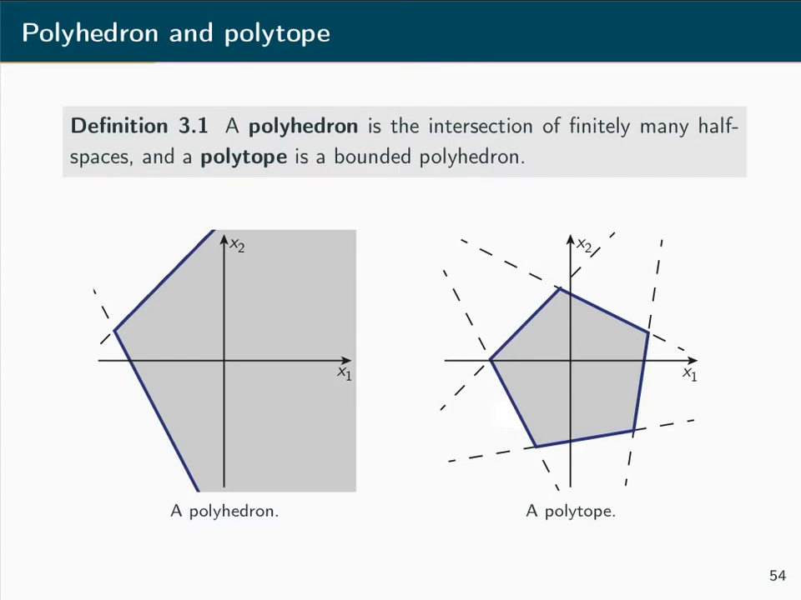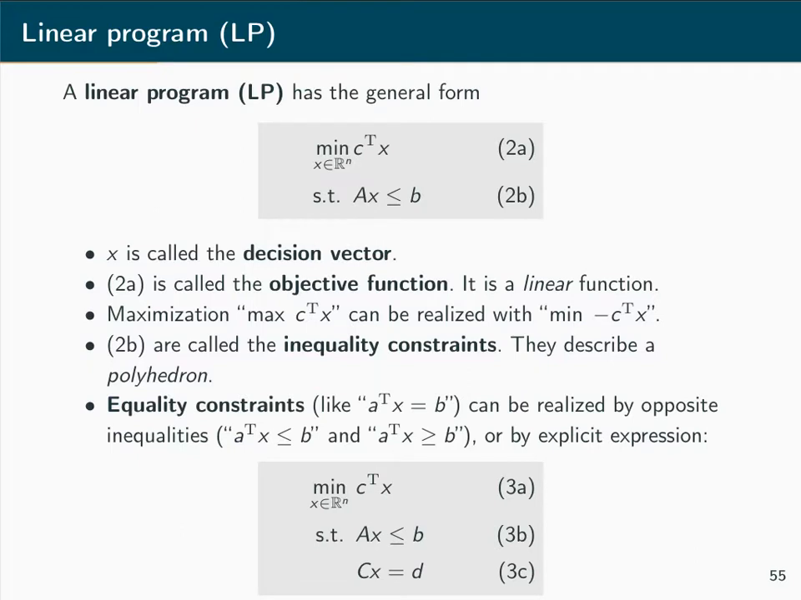Note that a polytope is a special case of a polyhedron because a polyhedron may be bounded or it may be unbounded. With this knowledge, we can now proceed to the definition of a linear program, which has the following general form. We want to find a vector x in Rn that minimizes the inner product of x with a given vector c, such that x falls into such a polyhedron or a polytope that is defined by a given matrix A and a given vector b.